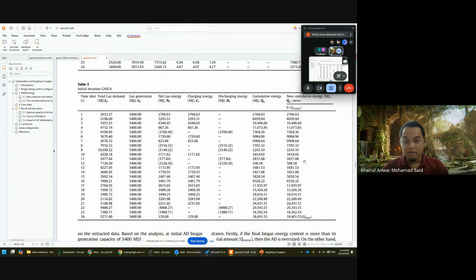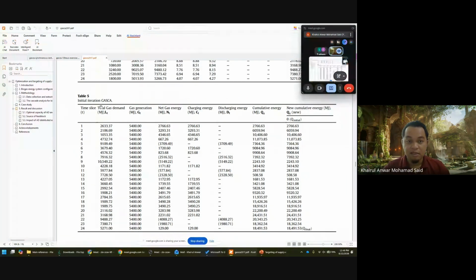Okay. So that's it for the initial iteration of GASCA. So next, this is the important part, the difference between the water cascade analysis and the gas cascade analysis, which are both based on the time pinch.